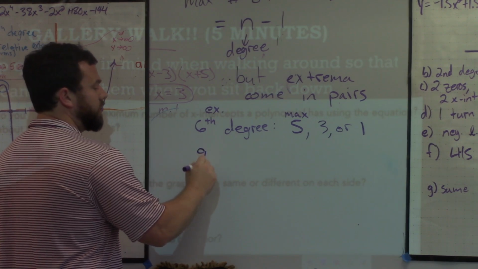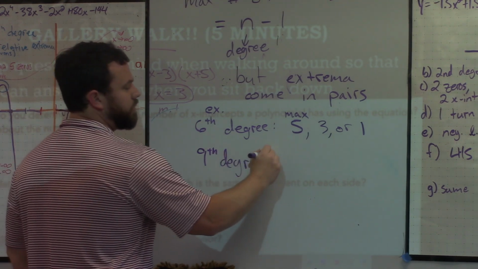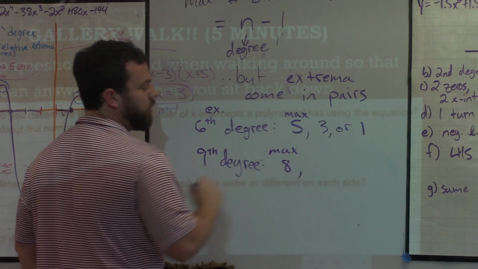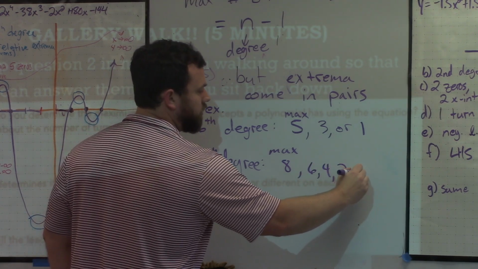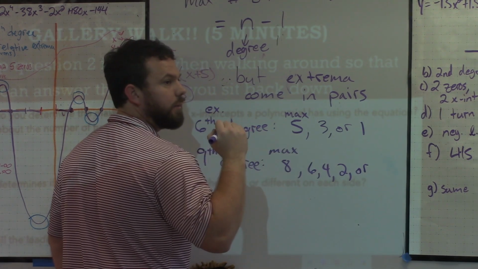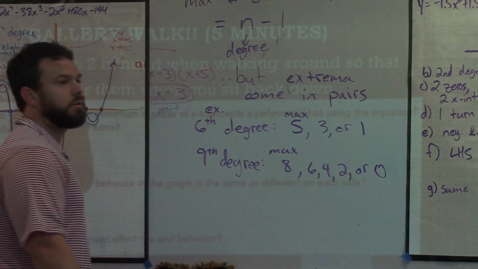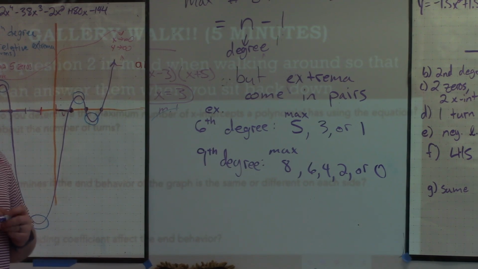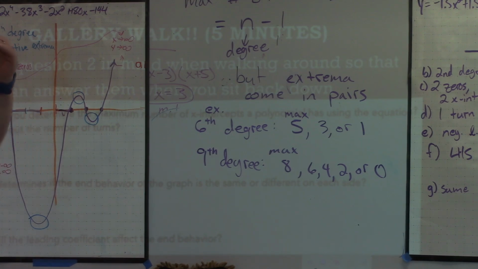Let's say it's 9th degree. How many turns or how many extrema could it have? Its maximum is 8, but it could also have 6, 4, 2, or how many? Not 1, or 0. They have to come in what? Pairs. Remember, those are x-intercepts. And only sometimes, Addison. I'm going to explain why I say sometimes in a second. But notice, the maximum is the what? Degree minus 1, but they come in pairs.